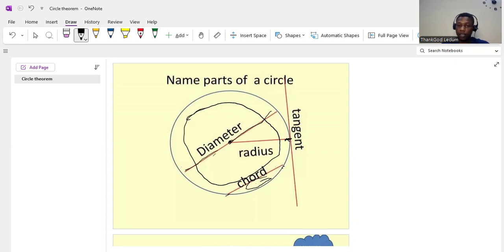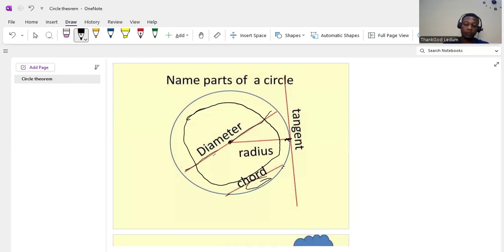The next one we have is the tangent. So any line that touches the circumference of a circle is what we refer to as the tangent. As you can see, this line right here is touching a part of a circle, causing what? A tangent. So this is a tangent.